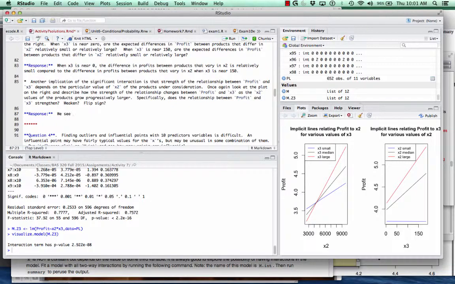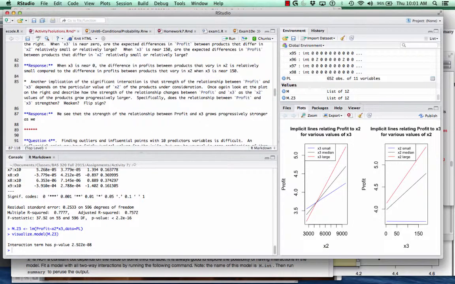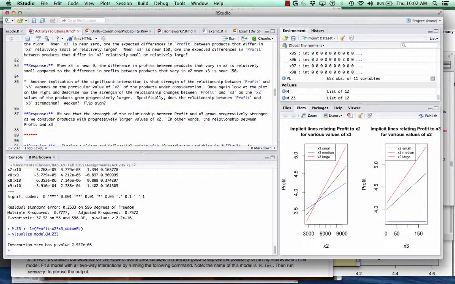So what we see is that the strength of the relationship between profit and x3 grows progressively stronger as we consider individuals with progressively larger values of x2. These aren't really individuals, these are products, so I'm going to change that. So in other words, the relationship between profit and x3 is very weak for products with small values of x2. That's that blue line. While the relationship between profit and x3 is strong and positive for products with large values of x2.